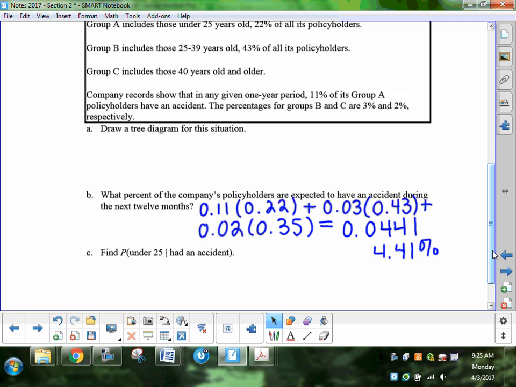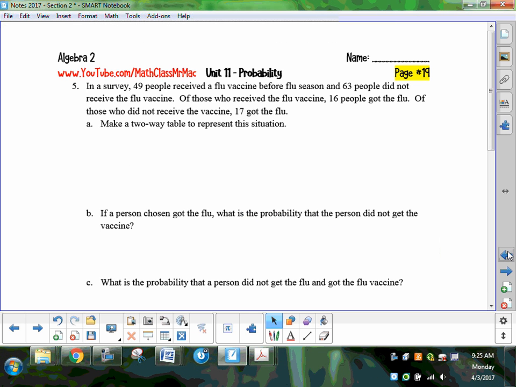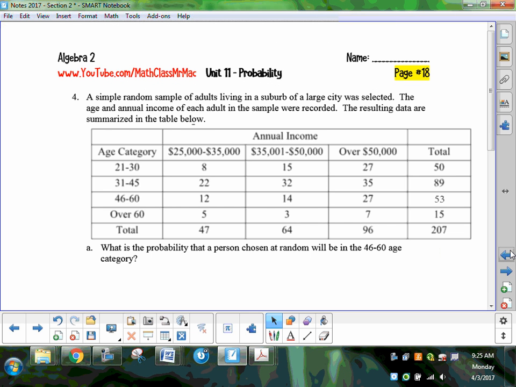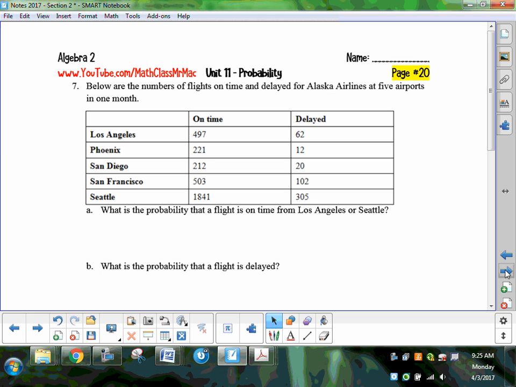Your homework is to go through, please, and finish those questions on pages 18, 19, and 20. Finish those. There's 6 questions, I think, total.